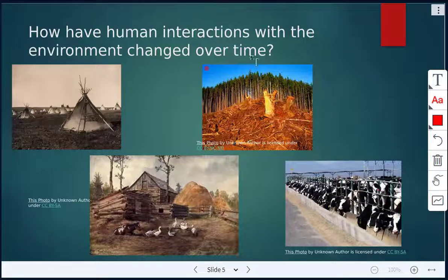Next, we see extreme forestry, deforestation, probably for agricultural land, probably for lots of land for farming, or it could be for buildings or residential areas and so on. And then next here we see how animals are being kept now. Instead of on farms, we have them in these factory style settings.